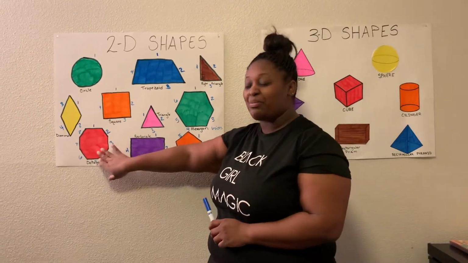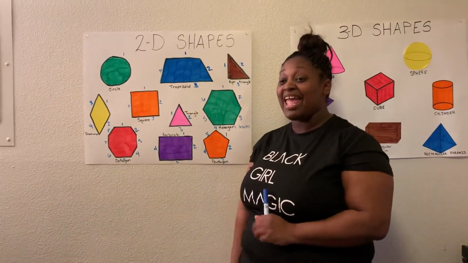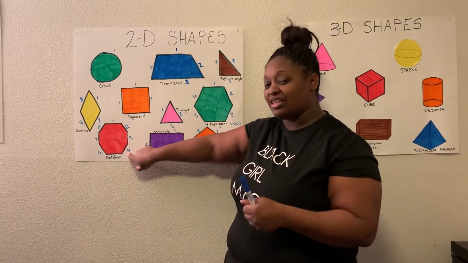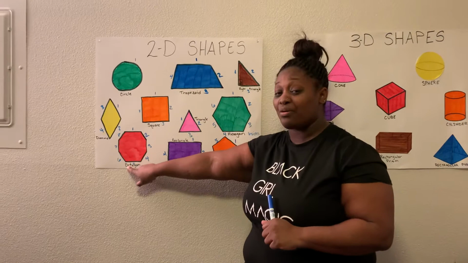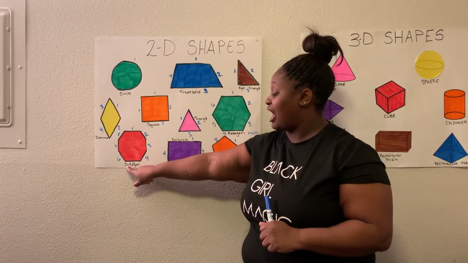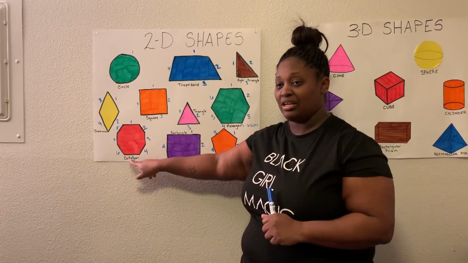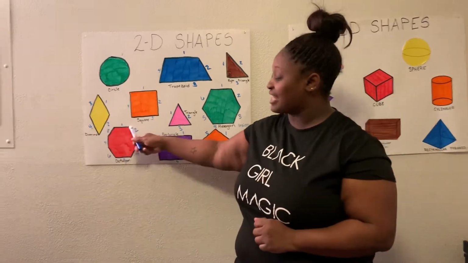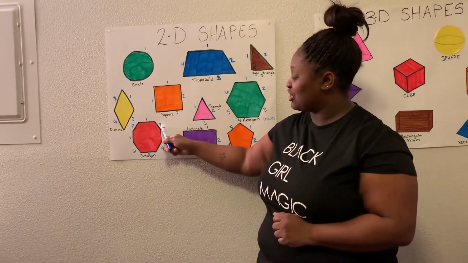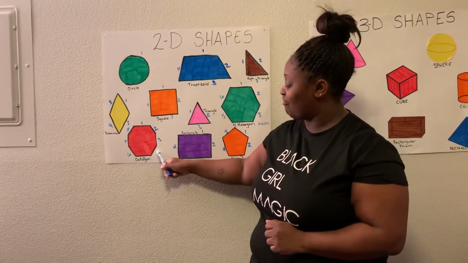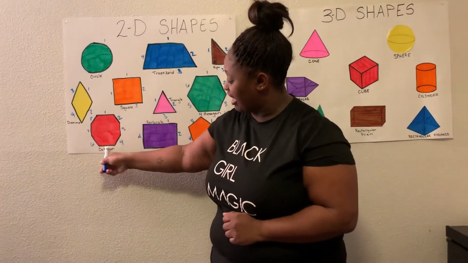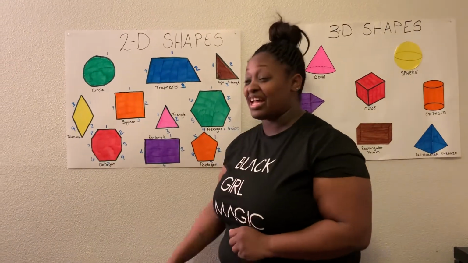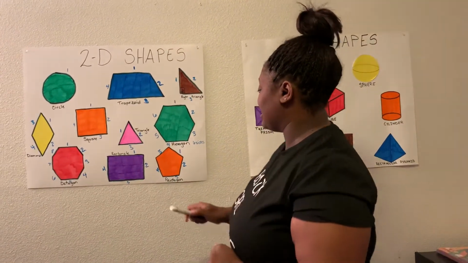Oh, does anybody recognize this? It does look like a stop sign. But do you know what we call it? Starts with the O. Octagon. So let's count the sides. 1, 2, 3, 4, 5, 6, 7, 8. An octagon has 8 sides.